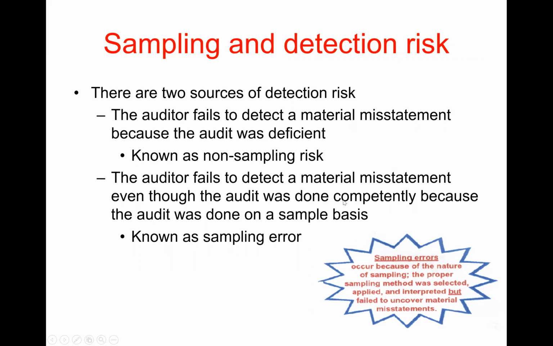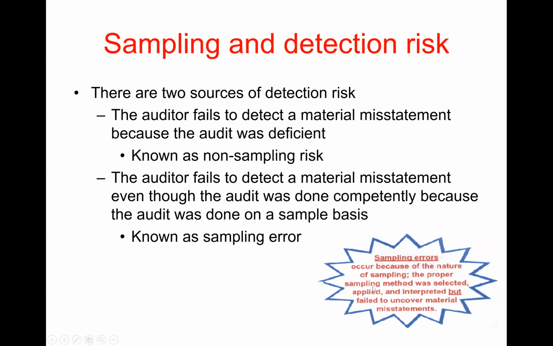Okay, so there's no problem with the audit itself, but the reason the auditor didn't detect the misstatement is because the audit was done on a sample basis. So the auditor may miss a material misstatement just because the auditor doesn't check everything. This is known as a sampling error. Sampling errors occur because of the nature of sampling.